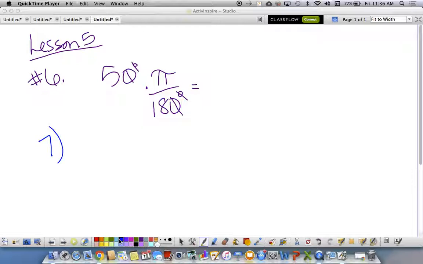Number 7, 2 cosine. I put it in parentheses, the negative 5 pi over 4, minus secant pi over 4.